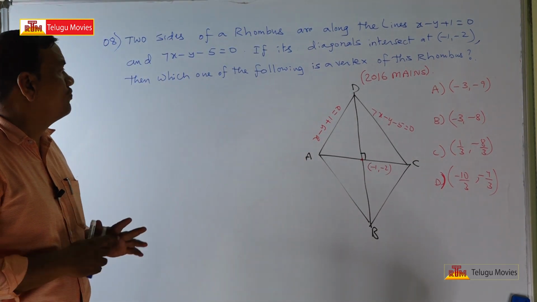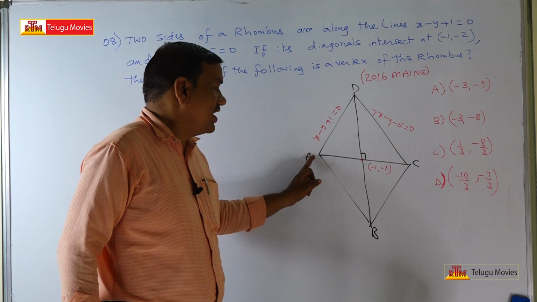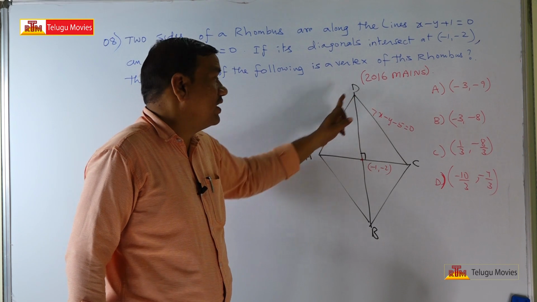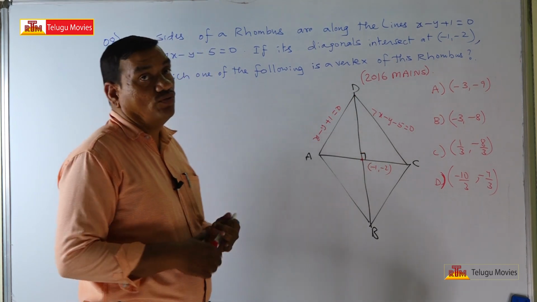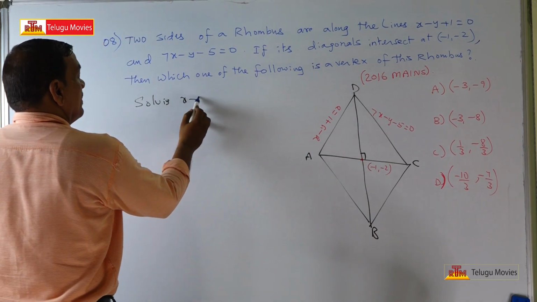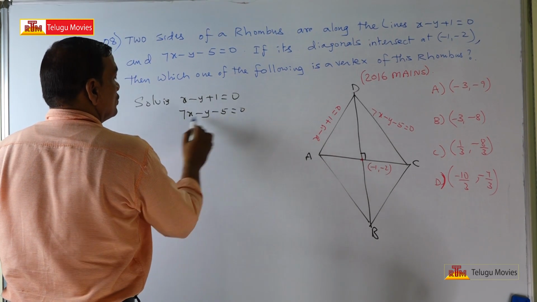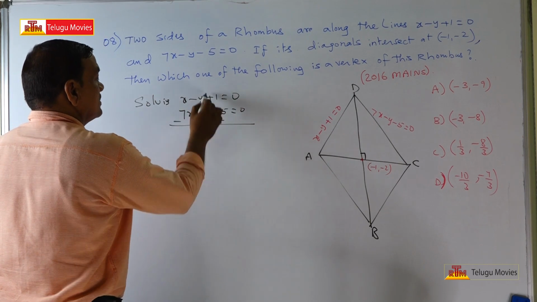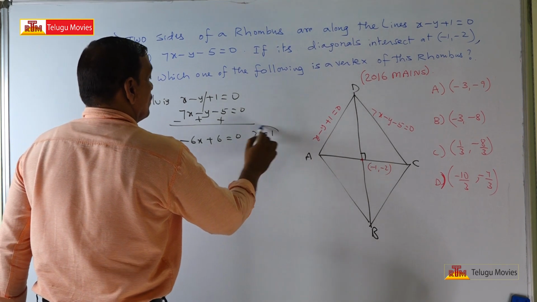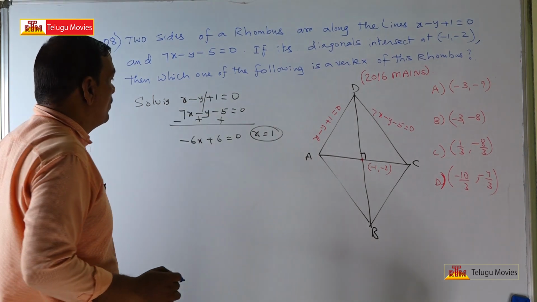Now we have to find which one of the following is a vertex of this rhombus. We don't know A, B, C, D, but we can find the vertex D. Why? Upon solving these two equations, we can find D. Solving x minus y plus 1 is equal to 0 and 7x minus y minus 5 is equal to 0: subtracting, minus 6x plus 6 is equal to 0. Therefore, x is equal to 1. Substituting x is equal to 1, 1 plus 1 is 2. Therefore, y is equal to 2.